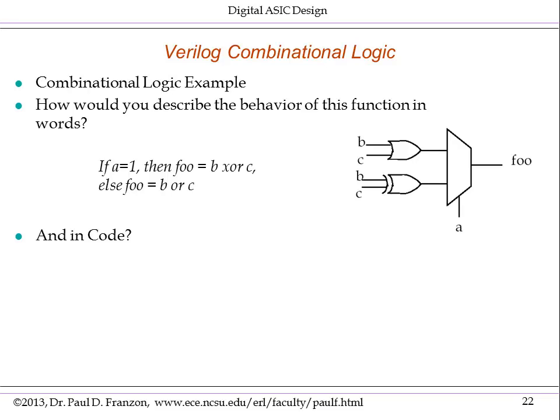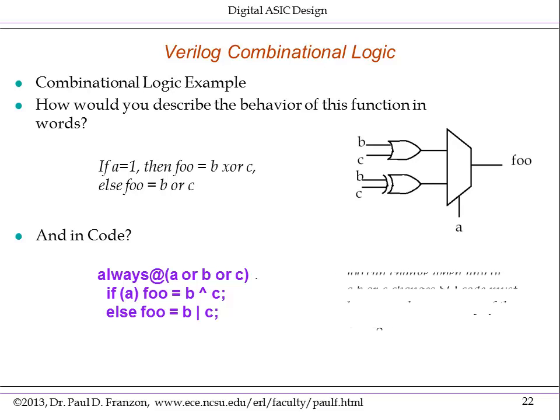Well, how would you translate that to code? Well, it's already fairly obvious. I've used an if-else statement, so that will be the core of our code. In Verilog RTL, we also have to combine that with some sort of trigger statement. And so you end up with something like this. The body of this statement block is if A, foo equals B hat C, the hat is XOR, else foo equals B bar C, the bar means OR. The trigger statement is always at A or B or C.